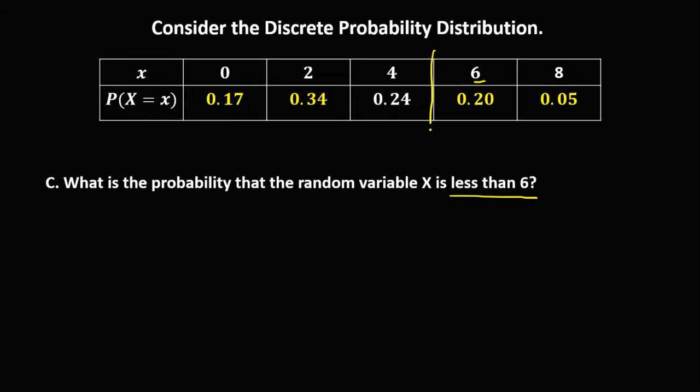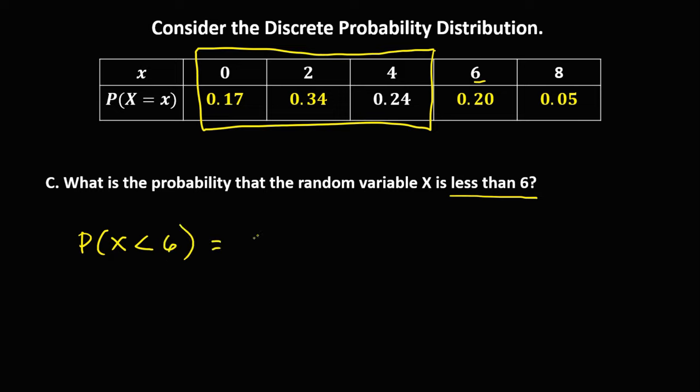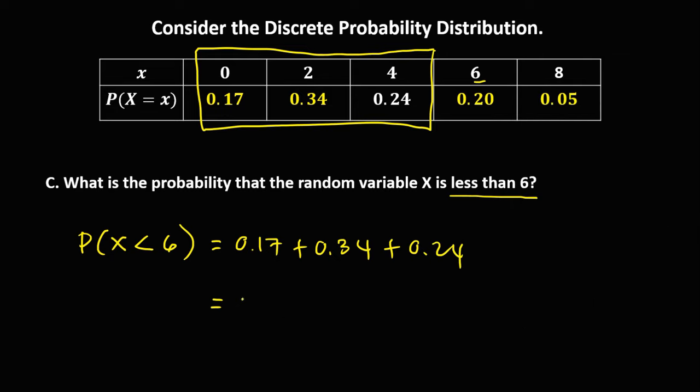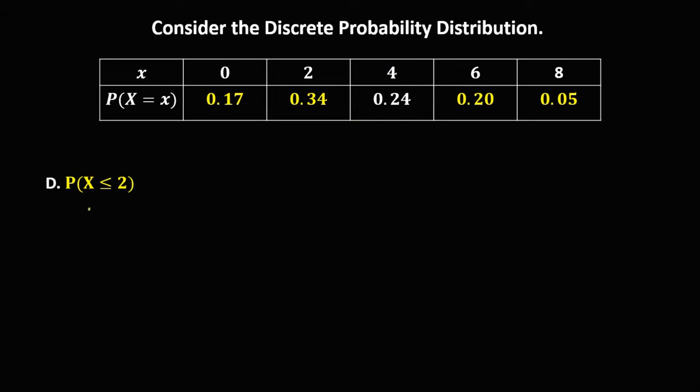Since less than 6, these are the probabilities. So the probability that the random variable x is less than 6, we have 0.17 plus 0.34 plus 0.24. So therefore, the probability that the random variable x is less than 6 is 0.17 plus 0.34 plus 0.24 equals 0.75. Then for this given, the probability that the random variable x is less than or equal to 2.